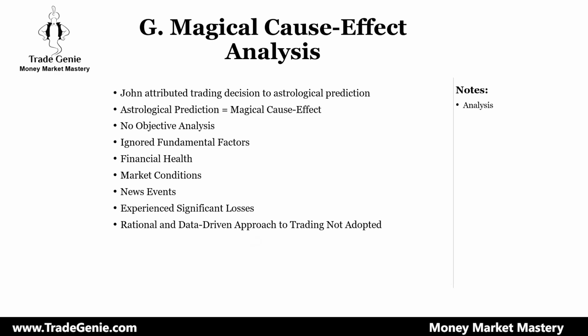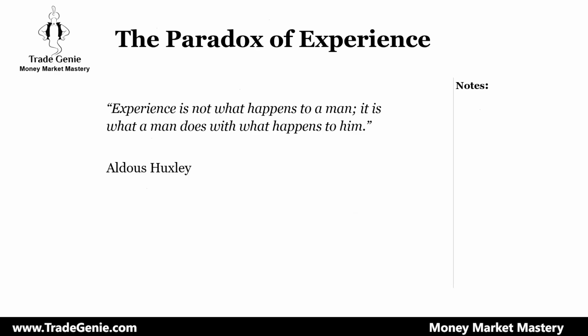So John attributed his trading decision to astrological prediction. And astrological prediction is what? Magical cause effect. There is no objective analysis. He ignored all the fundamental factors, did not study the financial health, did not study the market condition, did not study news, and experienced significant losses. And he ignored the rational data-driven approach to trading. So what we understood is that traders fail to understand cause and effect.